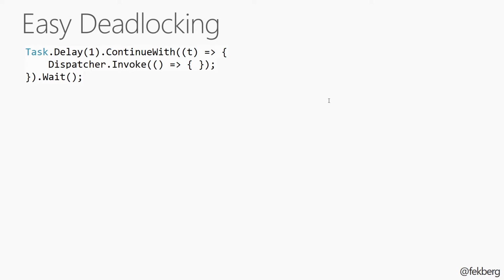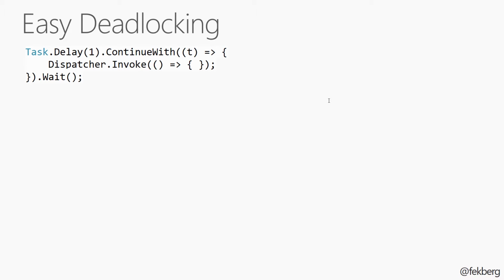An easy way to deadlock an application is to do something like this here. I'm simulating a 1 millisecond work, or a 1 millisecond asynchronous operation. I'm then saying that I want to continue with something. I want to start off a continuation that invokes the UI thread. And then I have the magic keyword wait, which will block the caller until what it's calling is actually done.